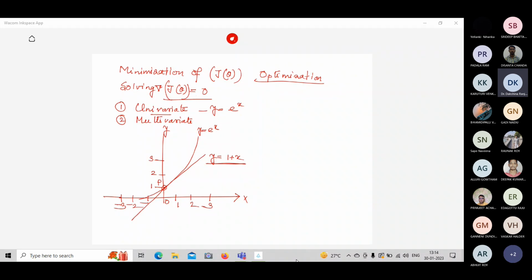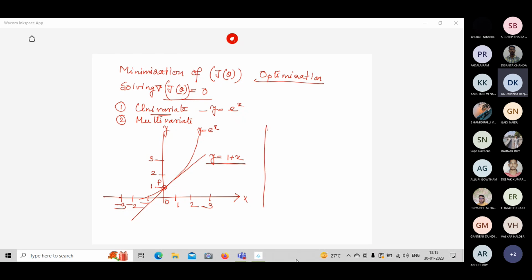With this straight line tangent, we can approximate the function y equals e to the power x at point P, where the function is differentiable. That means at point P the function y equals e to the power x is differentiable with this approximation y equals 1 plus x. This is the first order polynomial that we can use to approximate the function at some point P, where the function is found to be differentiable.